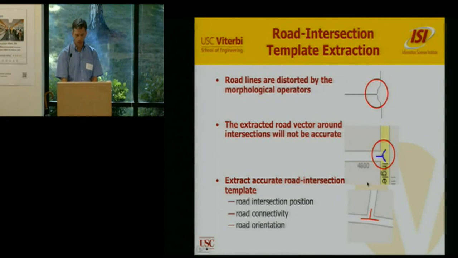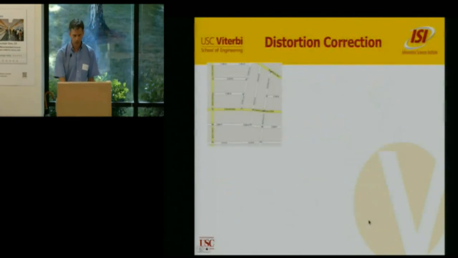What we really want is the template on the bottom here, which shows an accurate road intersection, which shows how many roads come together, the location or center point of the intersection. Notice this early template here in the middle is not centered, and the exact angle that these roads are coming together. Okay. So how do we fix this problem?